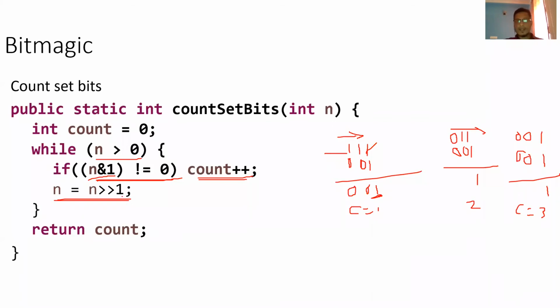N again you will right shift by 1 position. So when you do right shift by 1 position, I will have all zeros now. Once you have all zeros, when you check whether n is greater than 0, no. So you terminate the loop and return the count. By that time your count is 3.